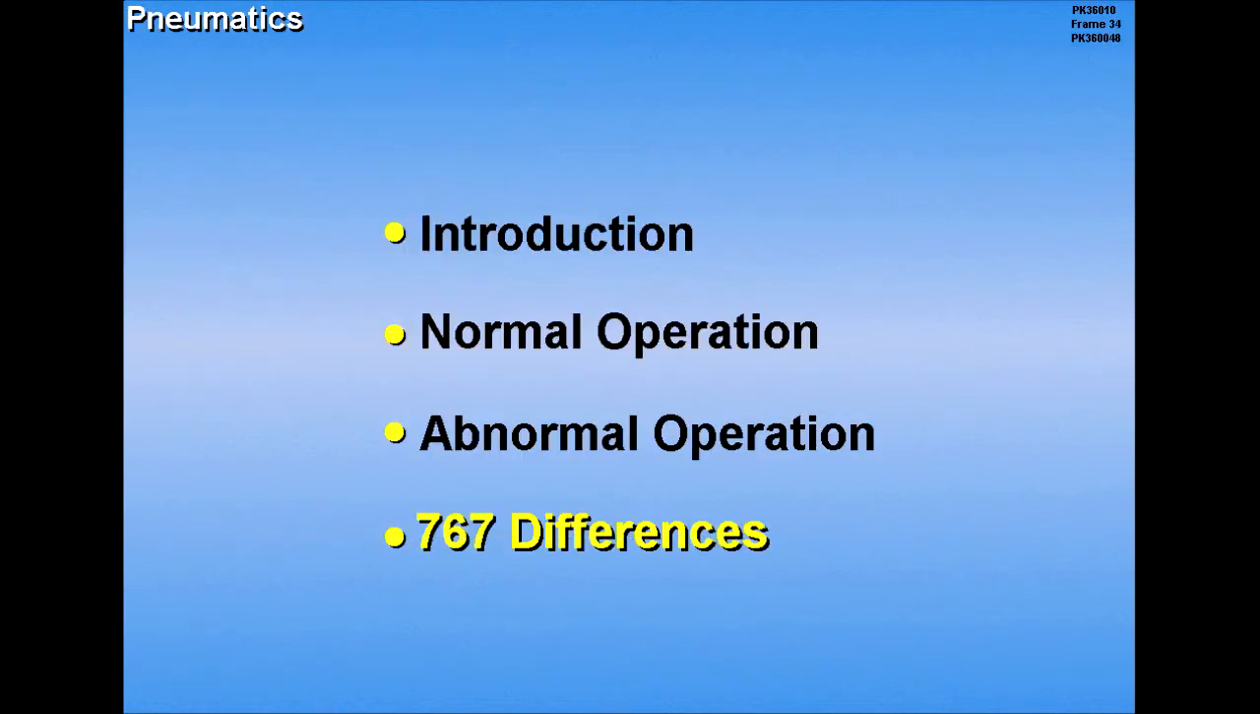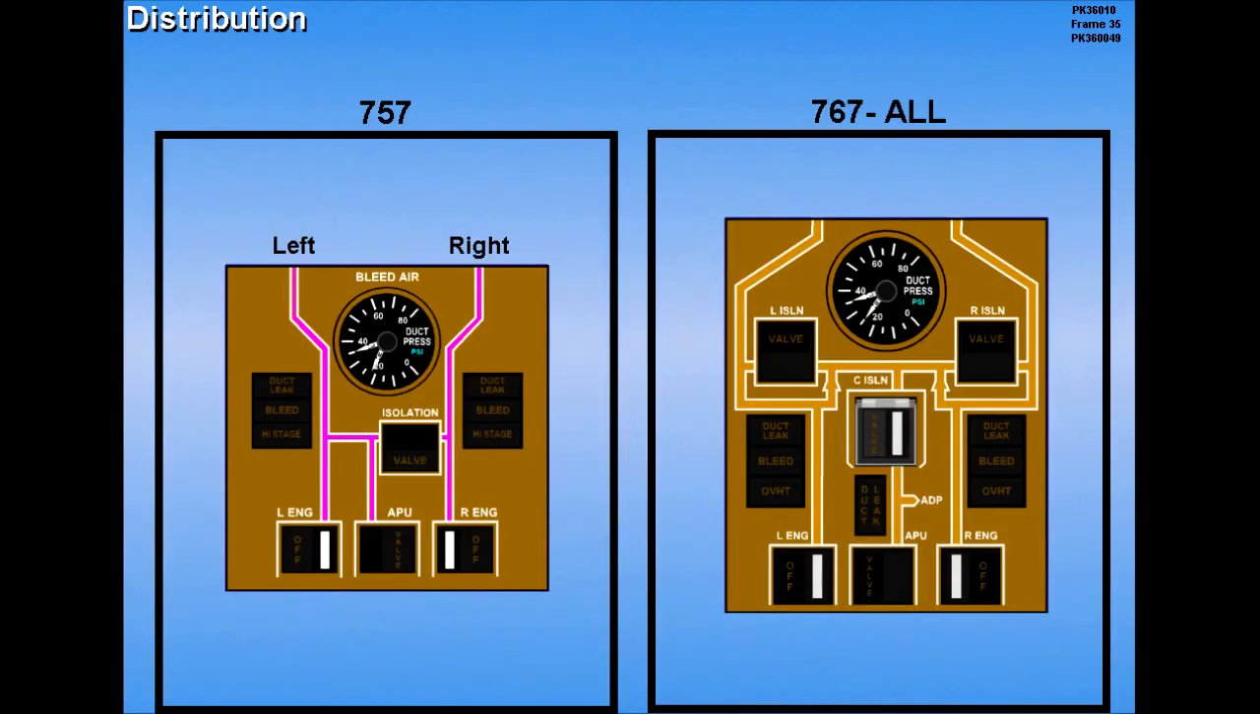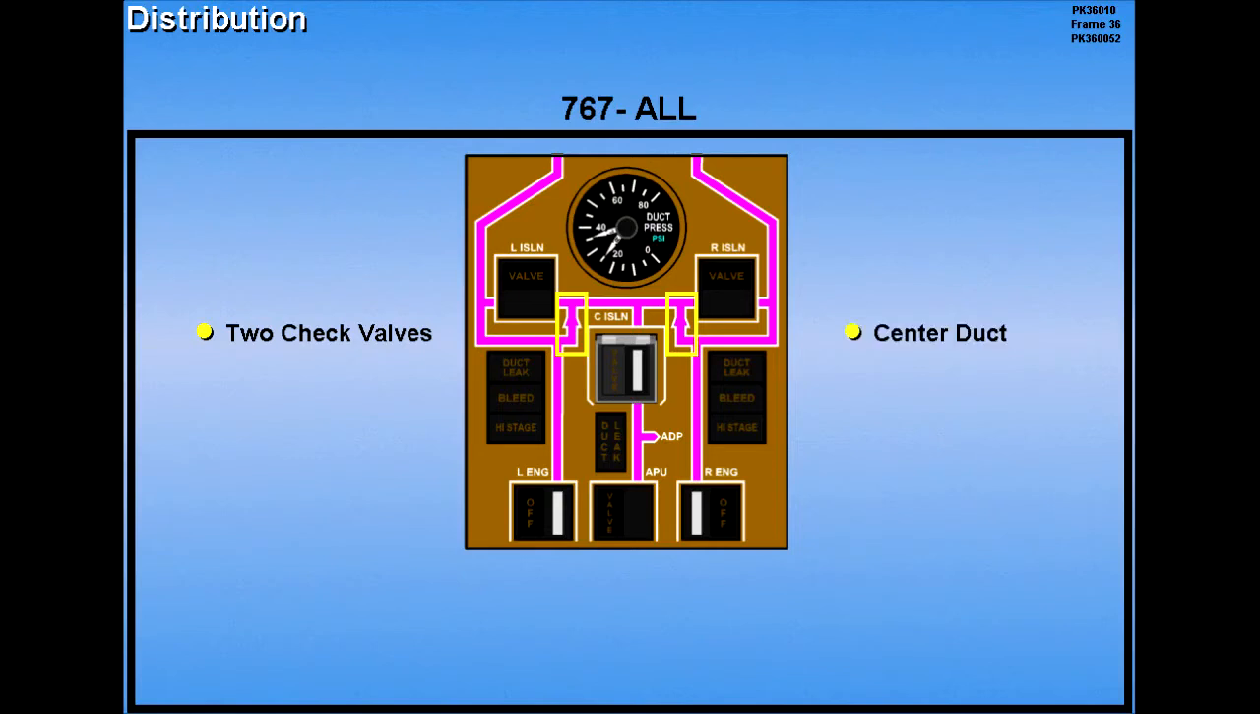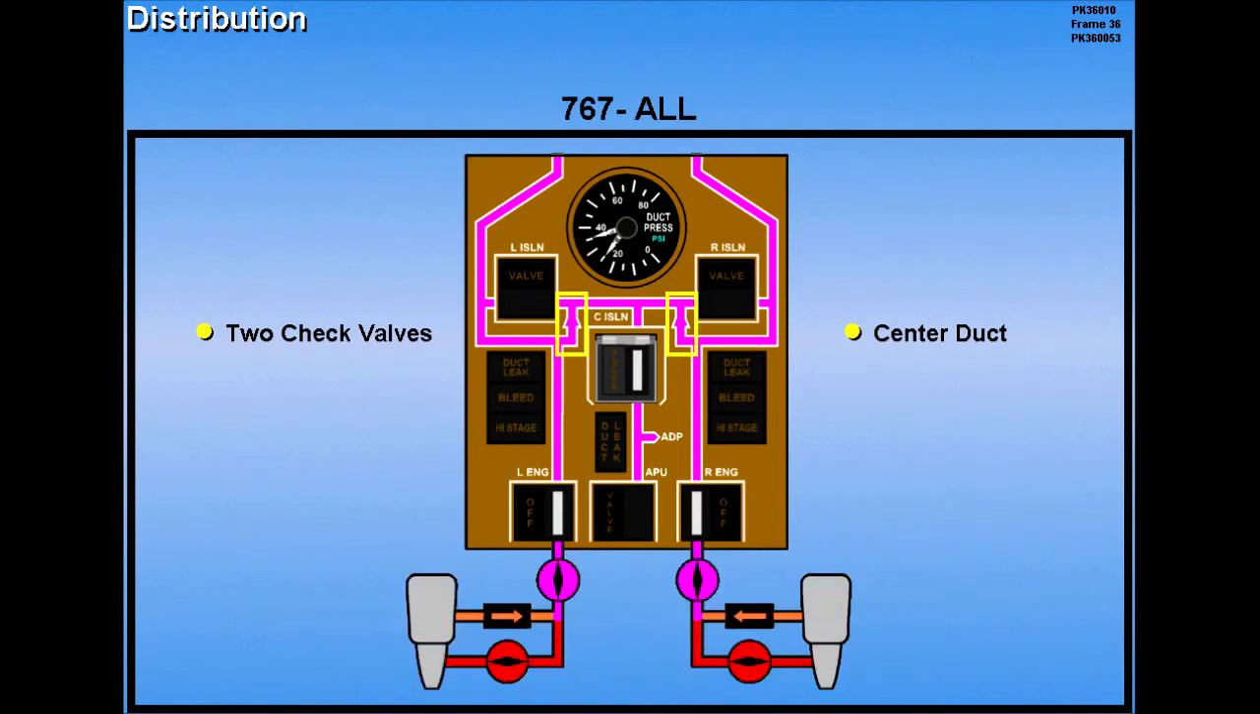Now let's discuss 767 pneumatic differences. The 767 pneumatic system is comprised of three separate ducts: left, center, and right. A check valve on each side of the center duct prevents one engine from overpowering the other. Normally, both the left engine and right engines supply air to the center duct.